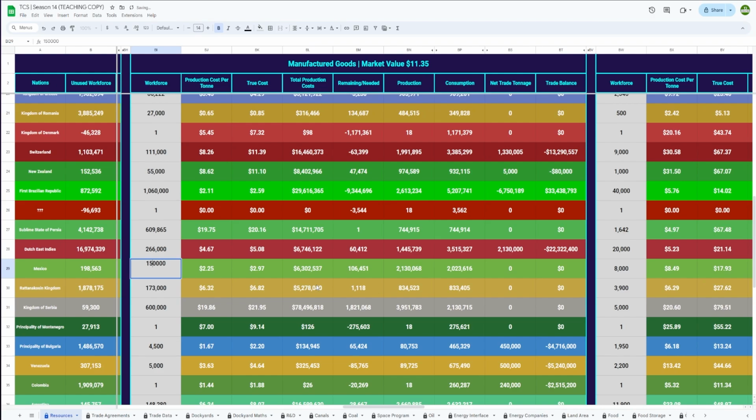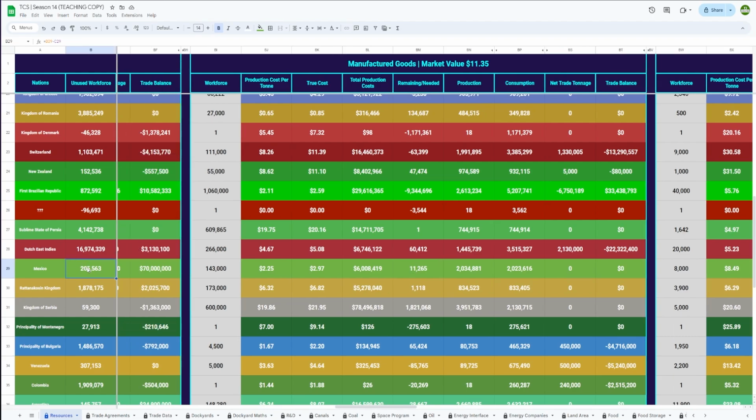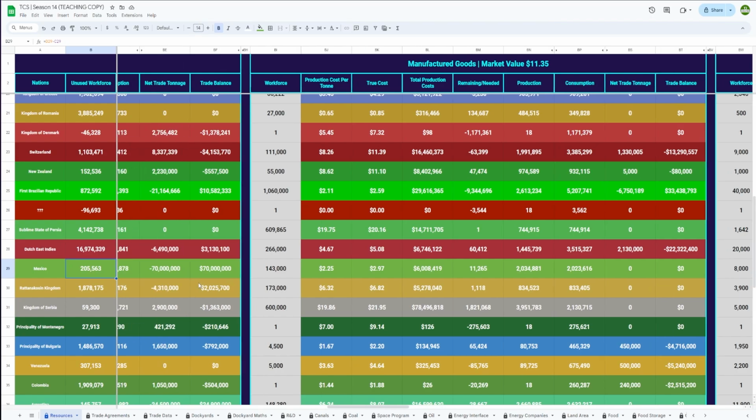So just experiment until it's at a number that seems reasonable to you. Maybe we could drop down a little bit there, drop down a bit more, and they'll leave it there. 11,000 surplus, absolutely fine. We're now at 200,000 unused workforce. We were at, I believe, 60,000 at the start or something.